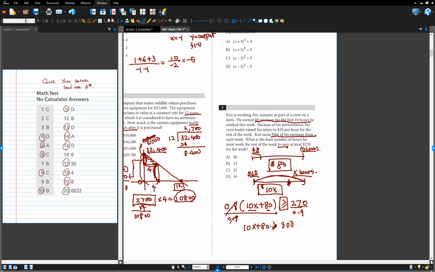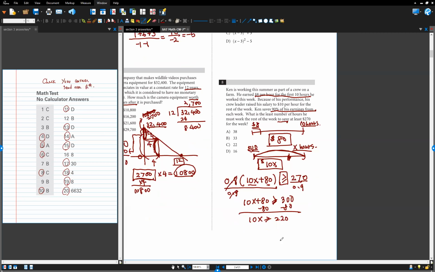Okay. So to continue, minus 80. So 10x must be greater than or equal to 220. After that, divide by 10 again, x must be greater than or equal to 22, right? The minimum number, what is that? 22 hours, okay? You have to take 22 hours.